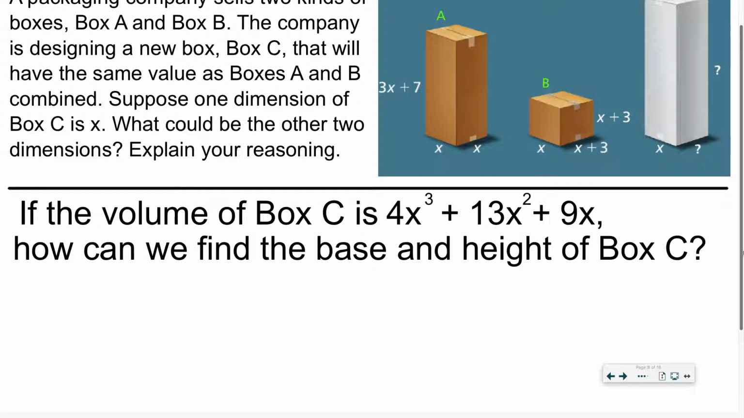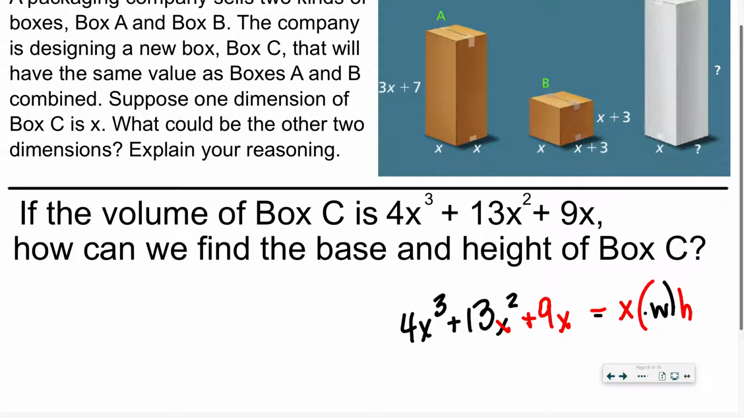4x cubed plus 13x squared plus 9x is the result of the length times the width times the height. You already told me I knew one of them. Let's say the length was x. So now I need to find these two values. How can I undo that calculation to find them?